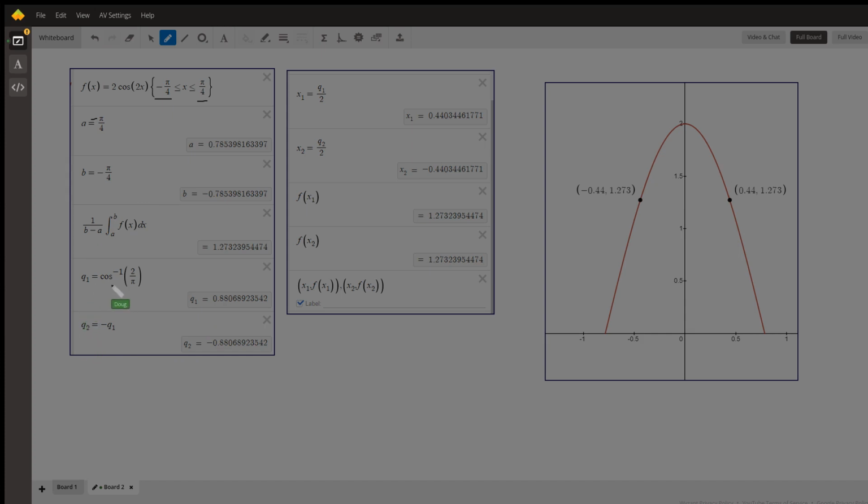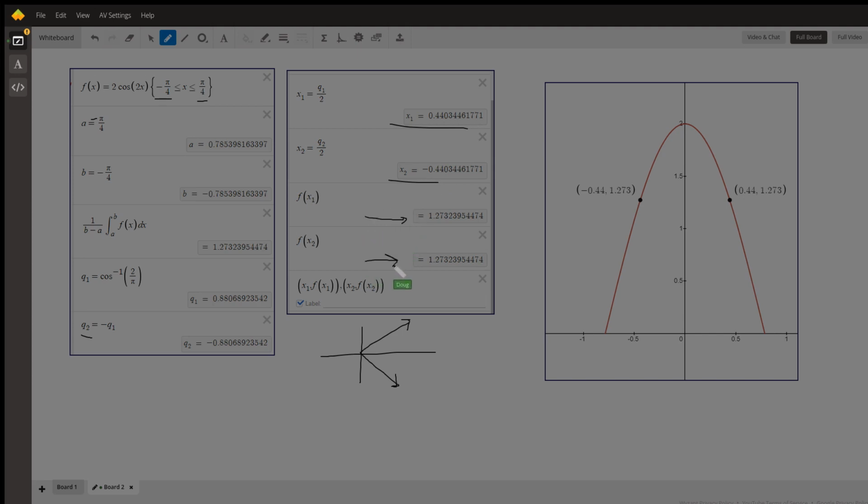Q1 equals inverse cosine of 2 over pi, so that we can solve that equation. And Q2 equals negative, the opposite of Q1. In other words, Q1 is right here in the first quadrant, and Q2 is down here in the fourth quadrant. And if we take half of those values, those are the values of x that you can plug into the function to get the average value.